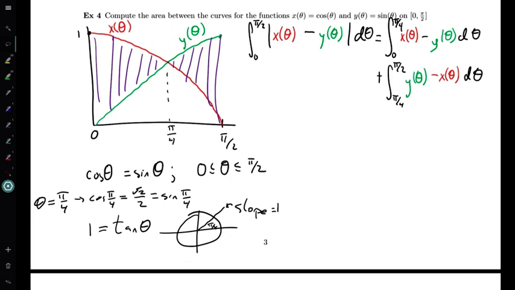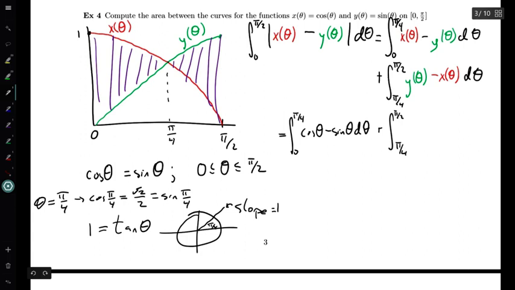In order to do that, we need to replace x and y by their respective definitions. So this is going to turn out to be the integral from 0 to pi over 4, where x of theta is cosine of theta, and y of theta is sine theta. And now we want to add to that the integral from pi over 4 to pi over 2 of y of theta, which is sine theta, and x of theta is cosine of theta.